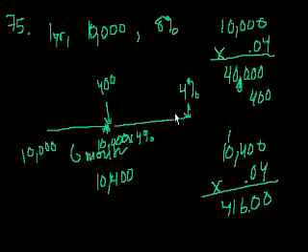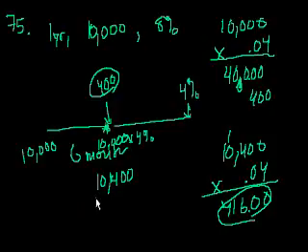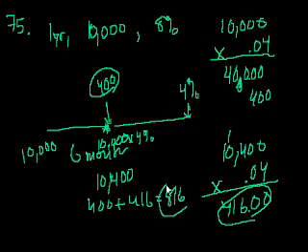So what was the total amount of interest? It's going to be 416 plus 400, which is $816, right? 400 plus 416 is equal to $816, which is choice C.